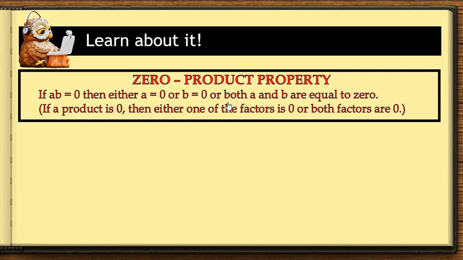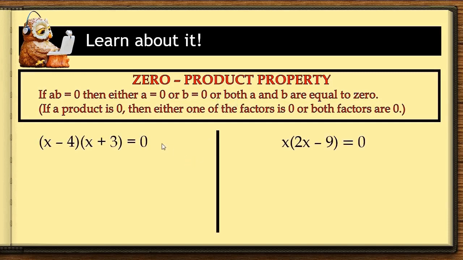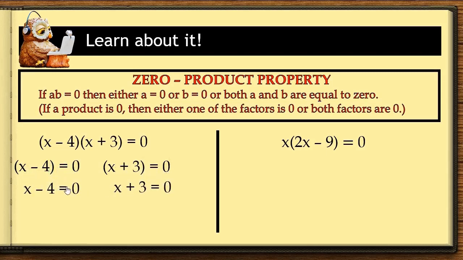So let us have these examples. In the first example, the factors are x minus 4 and x plus 3. By using the zero product property, we can say that either one of these factors is equal to 0. So we can solve x minus 4 equals 0 or x plus 3 equals 0. If we let this factor be equal to 0, then our x should be 4. And if we let this factor be 0, then we will have negative 3 as the value of x.